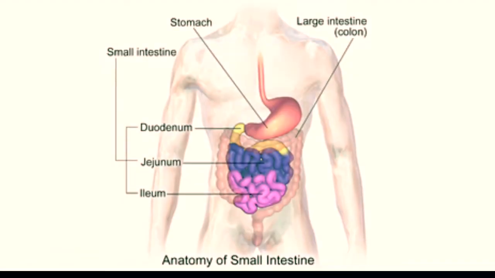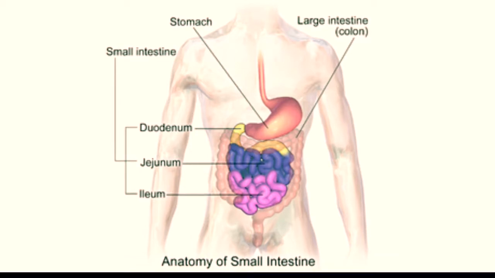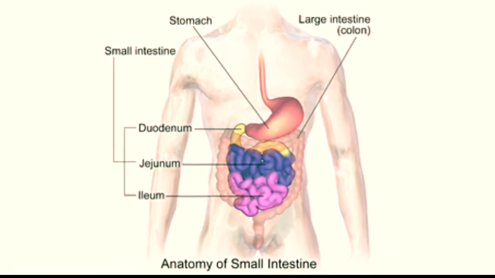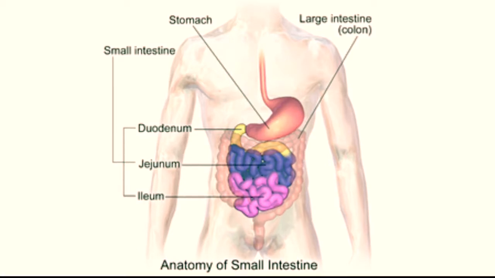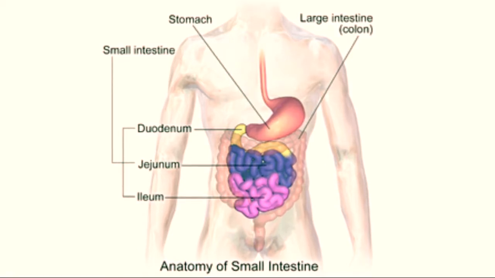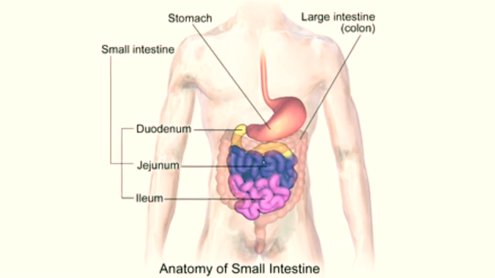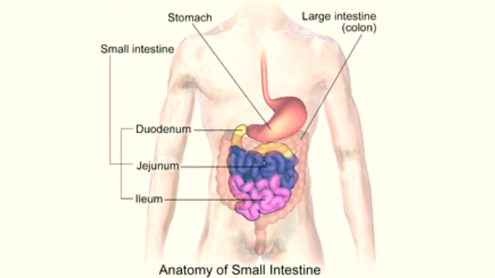The partially digested food then continues on to the jejunum, which is the second main component of the small intestine. This segment's inner walls are lined with a mucous membrane and are covered in long villi, which are responsible for catching and absorbing nutrients, such as carbohydrates, proteins, vitamins, minerals, and more.